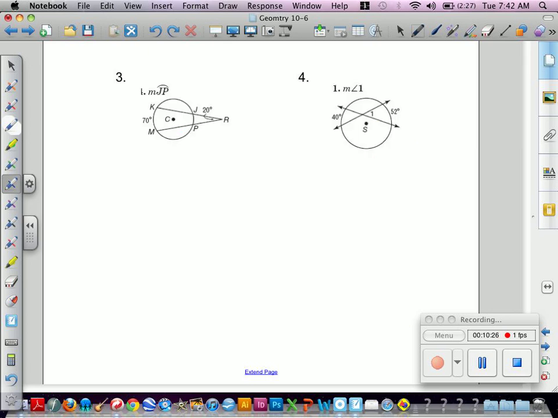All right, let's take a look at number 3. I have another outside angle, so I'm going to take my big arc minus my small arc and divide by 2. So my outside angle is 20 degrees. Here's JP. JP is created by this outside angle. That's how I know I'm going to use 20 equals my big arc, which is 70, minus my small arc, which is the measure of JP. So I'm going to call it JP right away and write that all the way through instead of calling it X and having to replace it later.